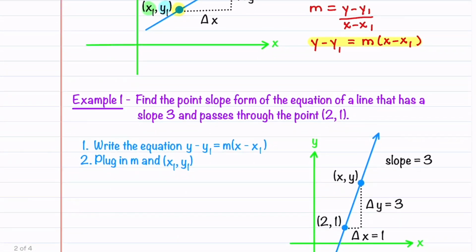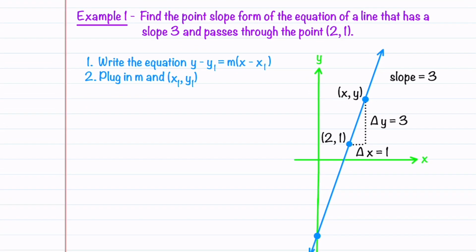Let's now do two examples. In our first example, we'll find the point-slope form of the equation of a line that has a slope 3 and passes through the point (2, 1). I've written down the 2 steps that we need to complete. We first will write the equation, and then we'll plug in our slope and our point (x1, y1).